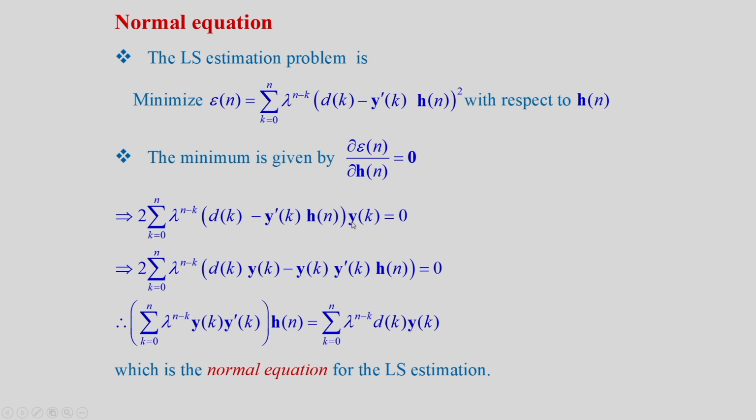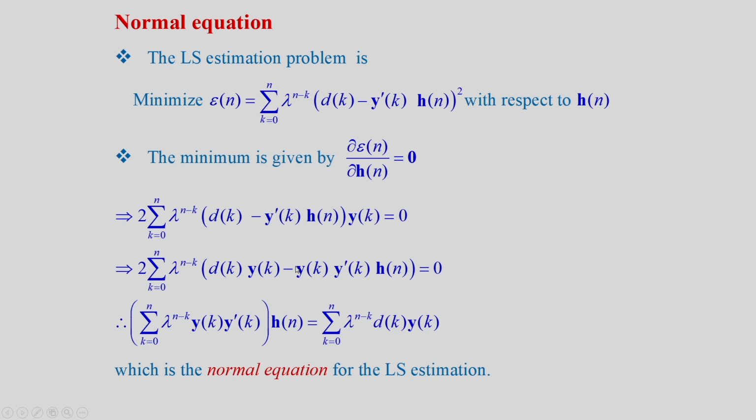Now, this yk we can take inside, and we note that this quantity is a scalar. So, yk we can bring here. Similarly, this quantity is also a scalar, yk we can bring here, this yk is a vector. Therefore, we will get, anyway 2 can be cancelled, summation lambda to the power n minus k into dk into yk vector minus yk vector into yk vector transpose into Hn, k going from 0 to n is equal to 0.